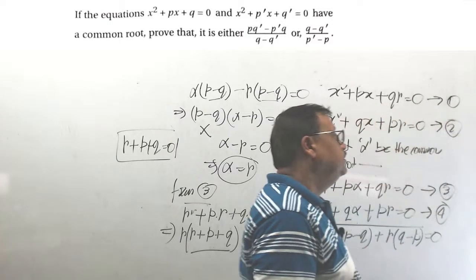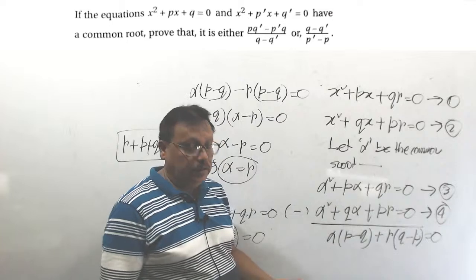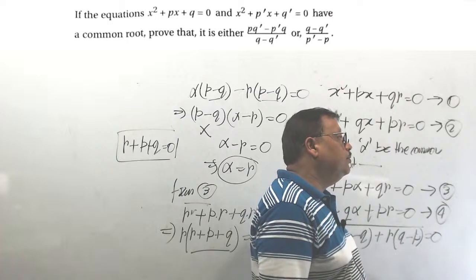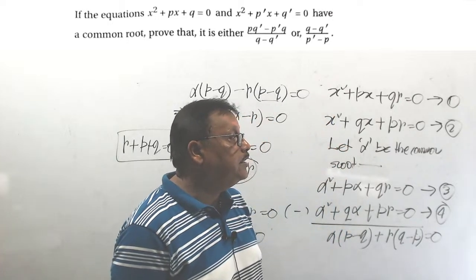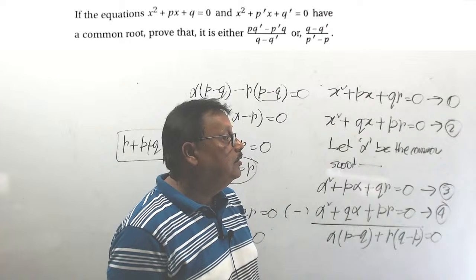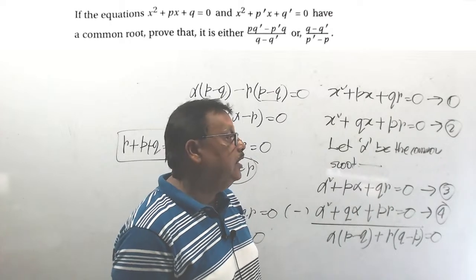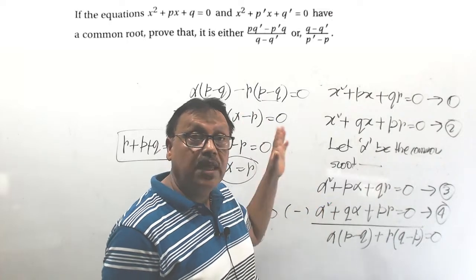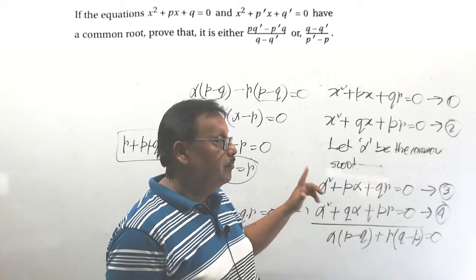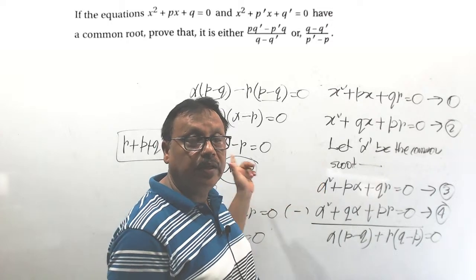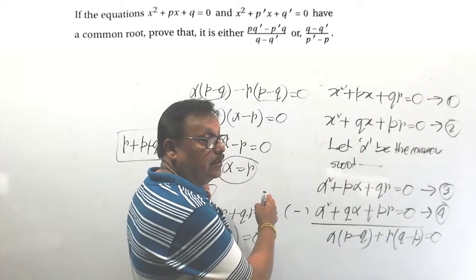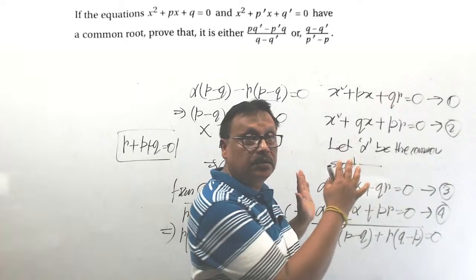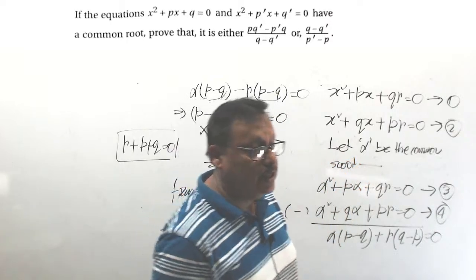Yes. It is a very important one. If the equations x square plus px plus q equal to 0 and x square plus p dash x plus q dash equal to 0 have a common root, prove that it is either this or this. That is the same procedure as the previous one. By cross multiplication method, you will get first alpha and from the second, alpha square. Start.